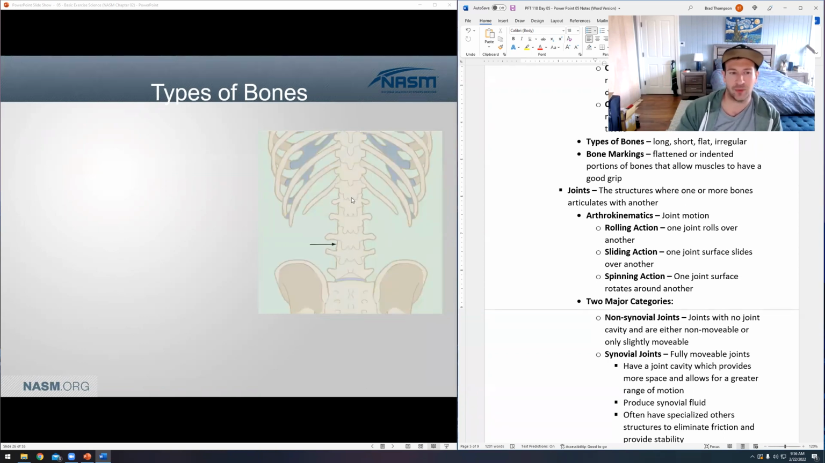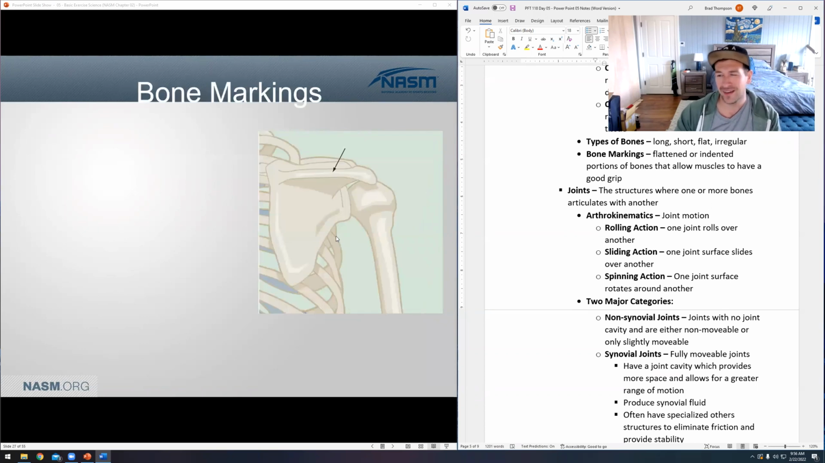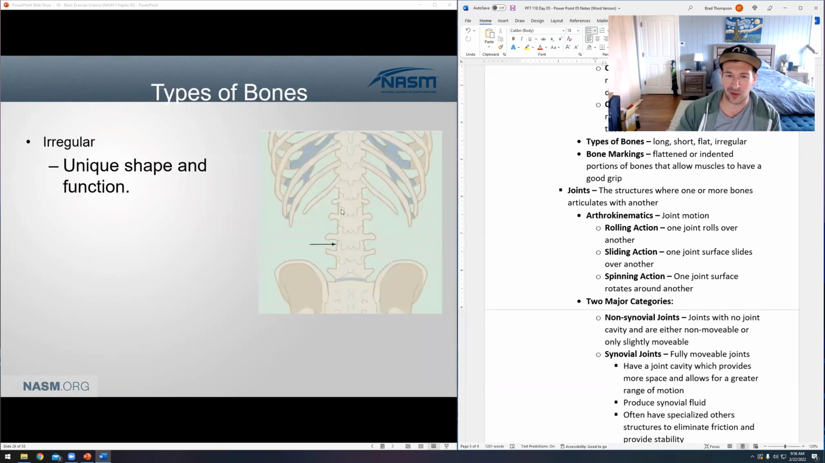And then we've got, I love this, it's like scientists were just like, you know what? Labeling the types of bones, not important. The rest of them are just going to be irregular bones. They're the weird ones, right? Irregular bones are the very uniquely shaped bones that have sort of a unique function, right?